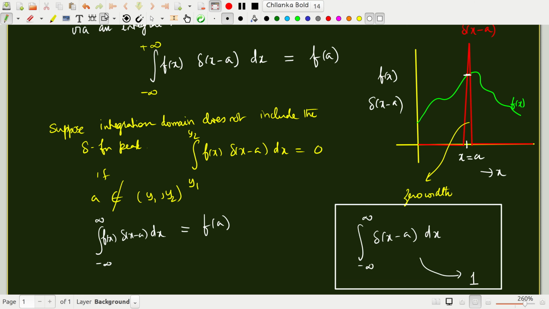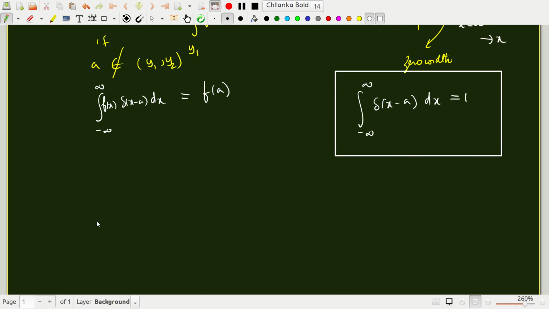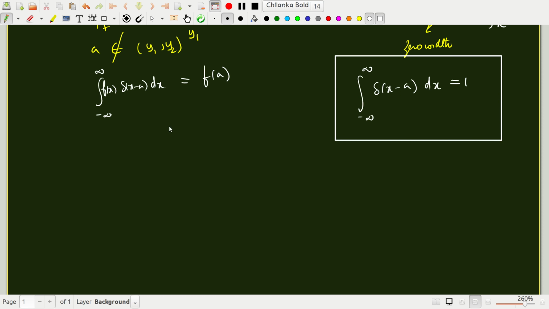Okay, this is actually unity. So this is an important property of the delta function. The next thing that you need to know about the delta function is that it's even. Delta of t is delta of minus t. These are the two things that you need to know.